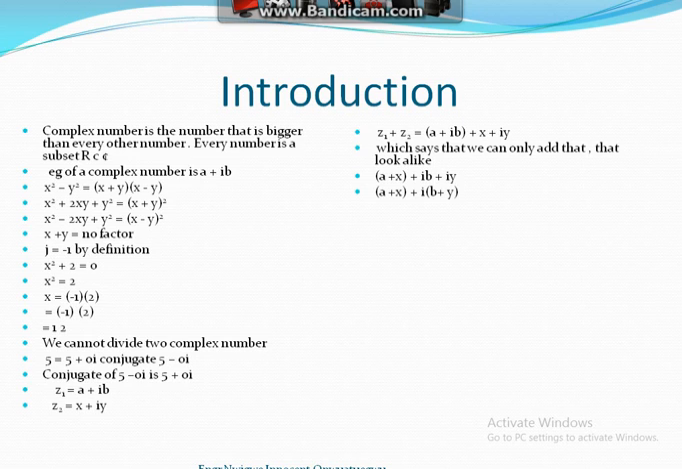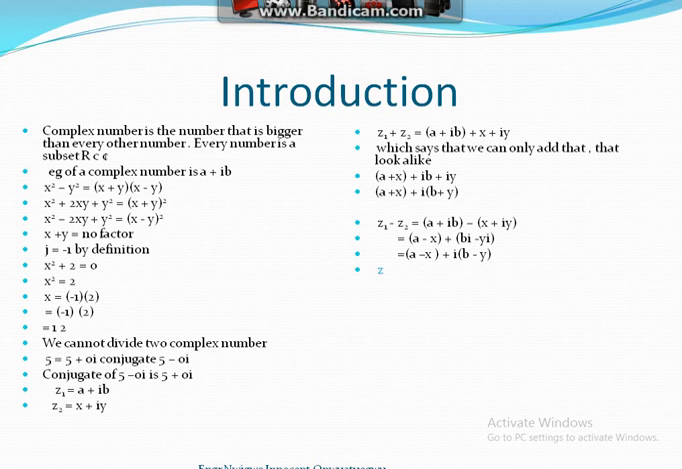Let's also look at z1 minus z2, which is equal to, in bracket, a plus ib minus, in bracket, x plus iy, which is equal to, in bracket, a minus x plus, in bracket, b minus yi. This gives us, in bracket, a minus x plus i, in bracket, b minus y.